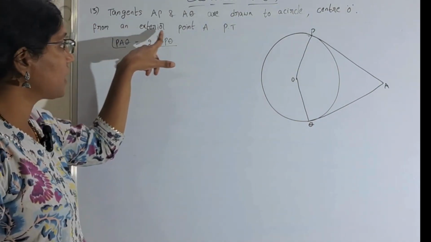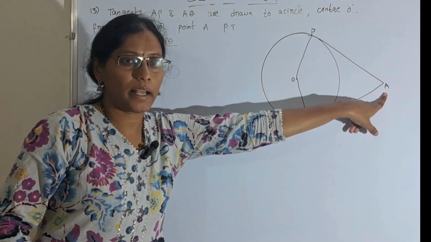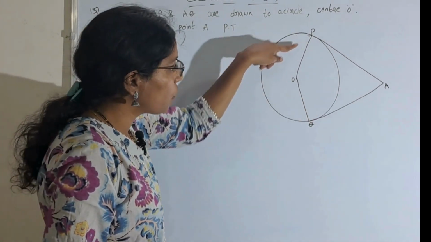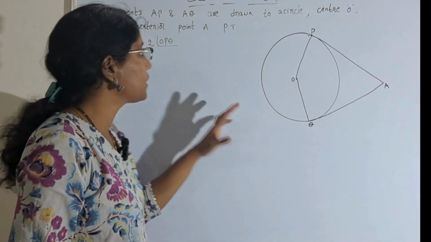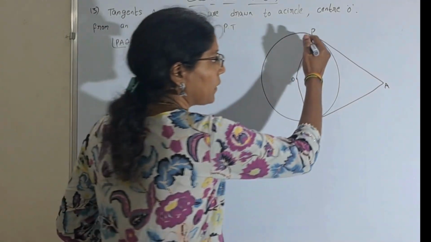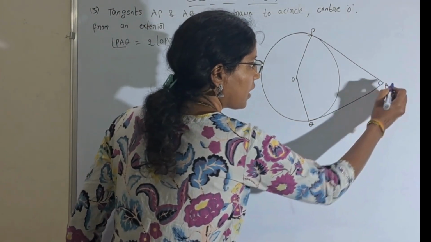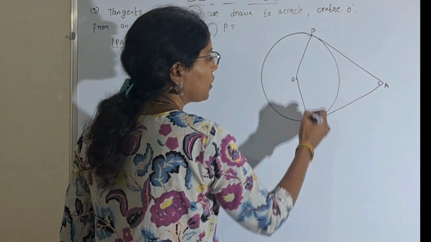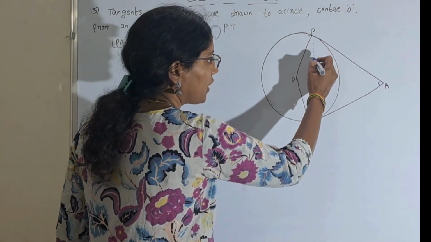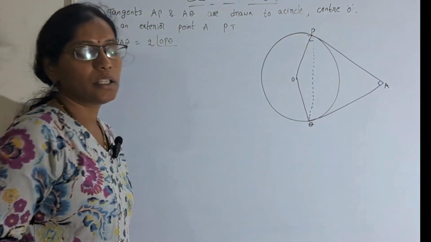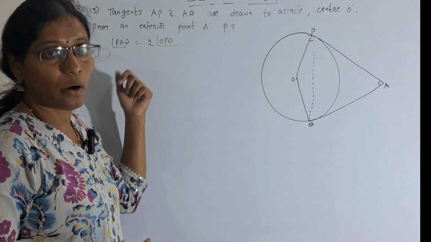Next, the 13th question: tangents AP and AQ are drawn to a circle with center O from an external point A. A is the external point. PA and AQ are tangents, OP and OQ are radii. Prove that angle PAQ is equal to 2 into angle OPQ. So we have to draw one line here, PQ. These two angles, angle PAQ is equal to 2 into this angle, is what we have to prove.